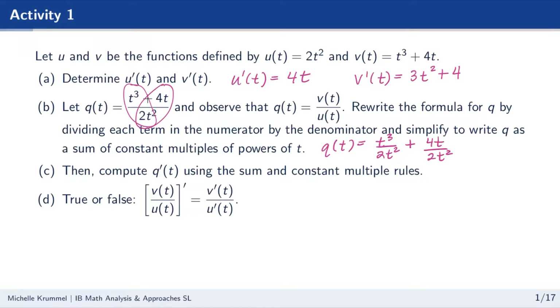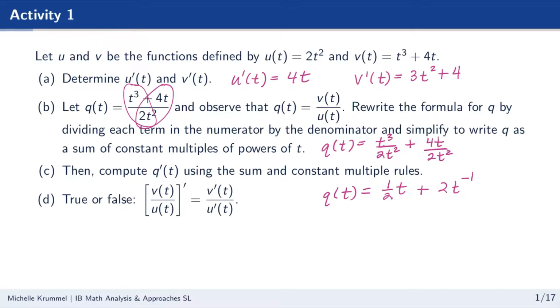But now that I have written it in this way, I can simplify it algebraically. Q of t equals t cubed divided by 2t squared simplifies to t over 2. And t divided by 2 is the same as 1/2 times t. Plus, the next term, 4t divided by 2t squared simplifies to 2 divided by t. But I can also rewrite that as 2 times t to the power -1, right? If I move the t up into the numerator, then I would change the exponent from a +1 to a -1. So 2t to the -1.